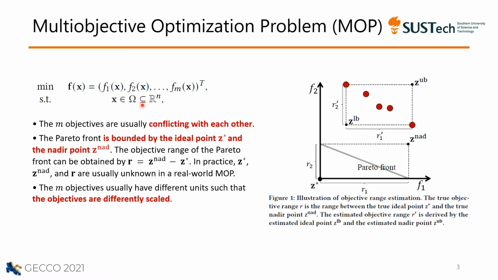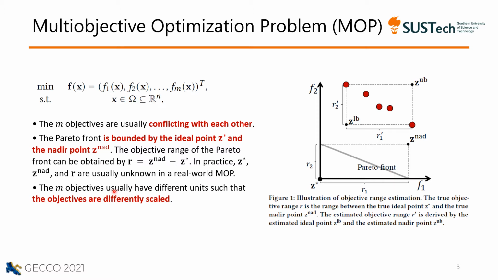Here shows the formulation of a multi-objective optimization problem, MOP, with M objectives. A real-world MOP has several common properties. The first property is that the M objectives are usually conflicting with each other, such that no single solution can minimize all objectives simultaneously. A set of trade-off optimal solutions called Pareto front shown here are usually obtained.